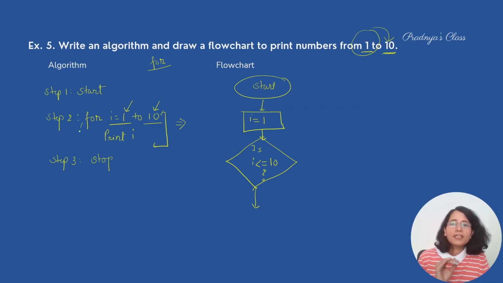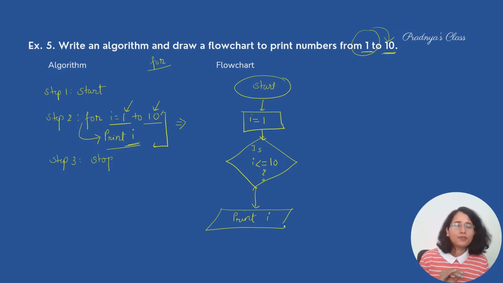If this condition is satisfied, the control will come inside the loop and this statement will execute. In this statement we are printing the value of I. So the print statement I am using, and this is the output statement. So for that I am using parallelogram. What if it is not true? If it is not true, it should stop. So the false part I am going to write here. After that I am writing the stop statement here using the oval shape.